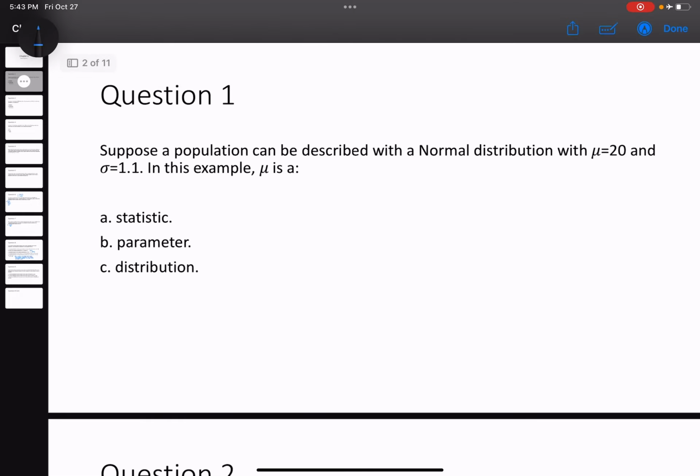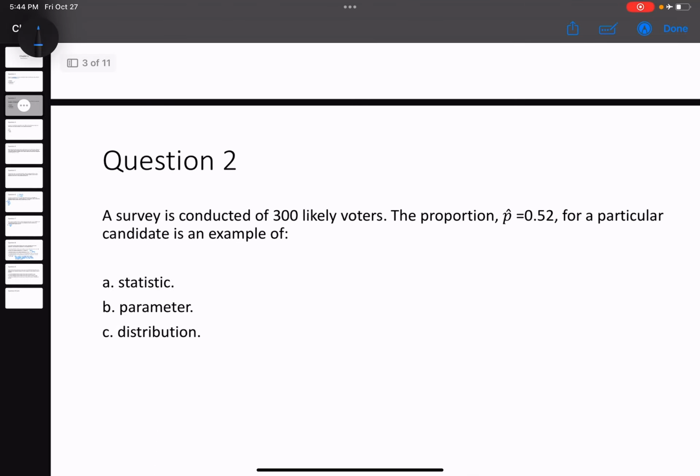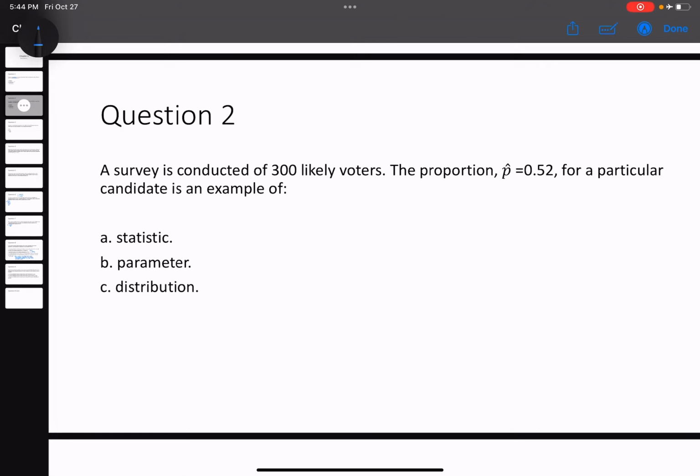Question 1. Suppose a population can be described with the normal distribution with mu equals 20 and sigma 1.1. In this example, mu is a parameter, because we're describing a population. Next, a survey is conducted of 300 likely voters. The proportion equals 0.52 for a particular candidate is an example of a statistic, because we're talking about a sample here.